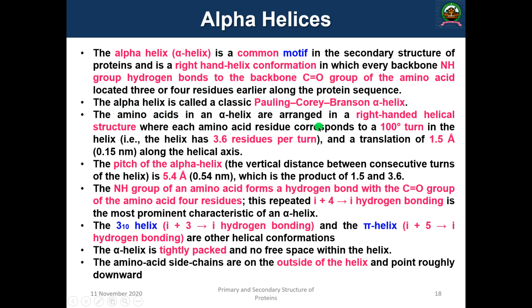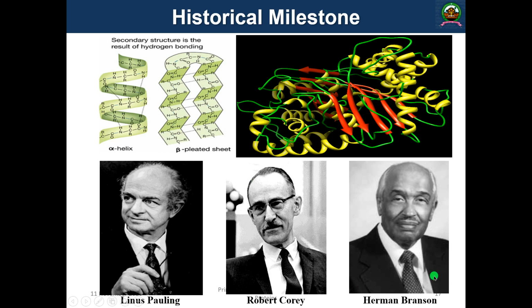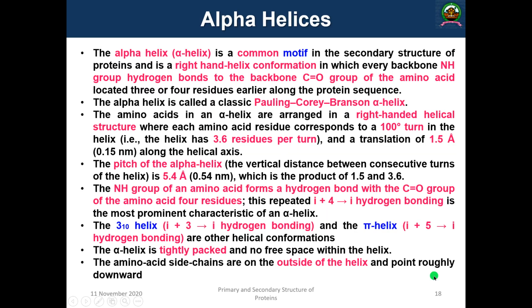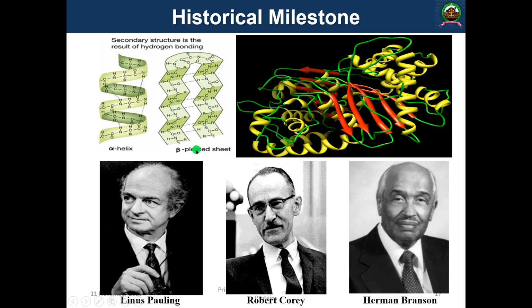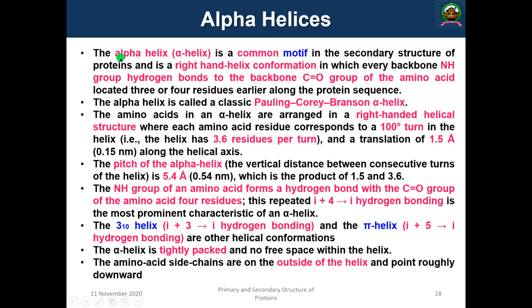And this particular structure, as I told you, was identified by these three scientists, hence it is known as the Pauling, Corey, Branson alpha helix. The amino acids in an alpha helical structure are arranged in a right-handed helical structure, where each amino acid residue corresponds to a 100 degree turn in the helix. That is, the helix has 3.6 residues per turn. One particular turn of the helix has 3.6 residues.